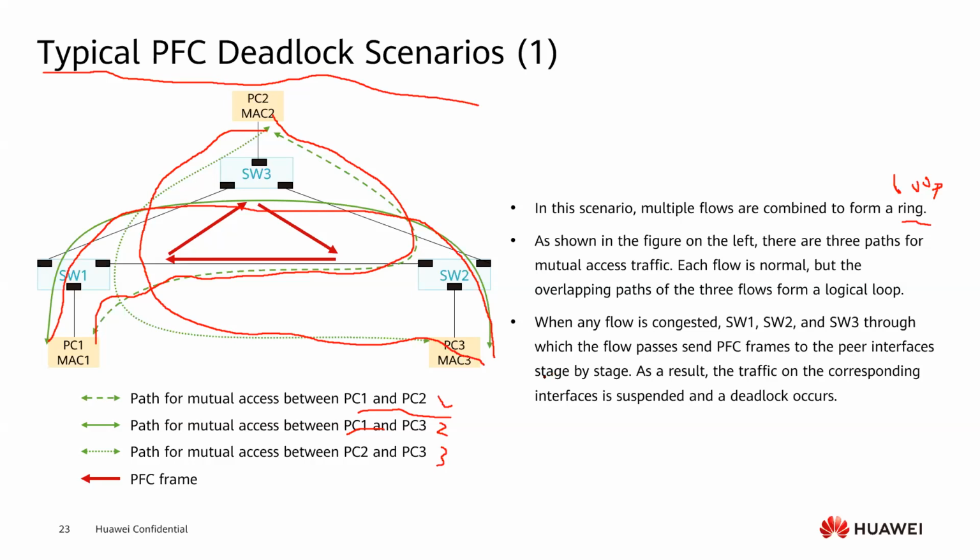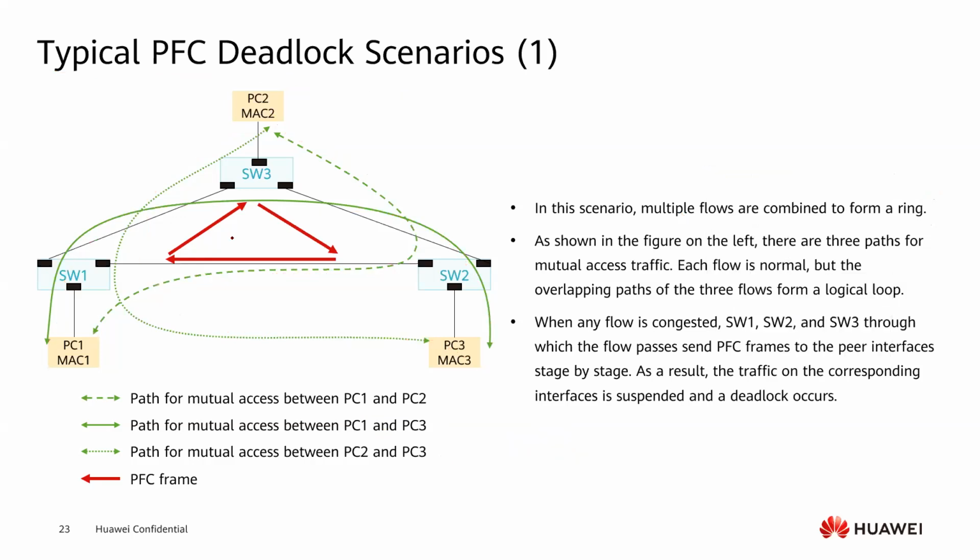Okay, these three frames work together, and it will generate a logical loop. Let me draw it for you. This link plus this link and plus this link. So you can see here, if you just see one of the traffic paths, it is not a loop. But if you put the three paths together, a loop is generated.